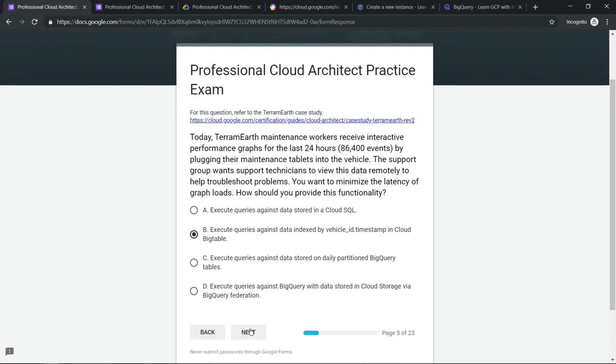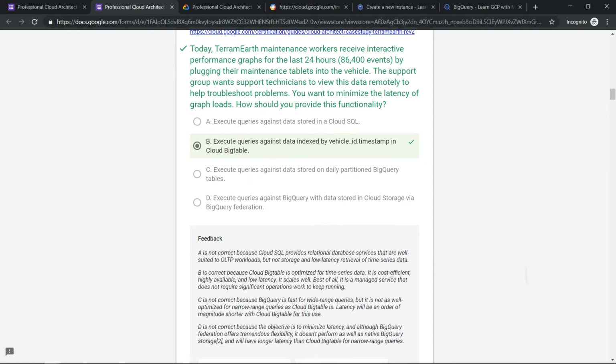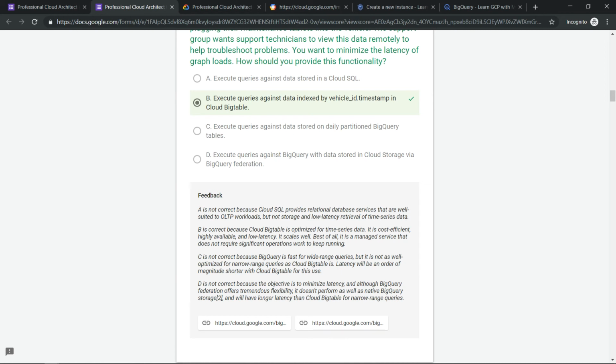So if you click next and submit the form, you will get the response saying option B is the right choice, and they have given all the explanation. Something which I have added here, it's the same thing here. Look into the explanation, that should help you a lot. So that's the information I wanted to share with you.